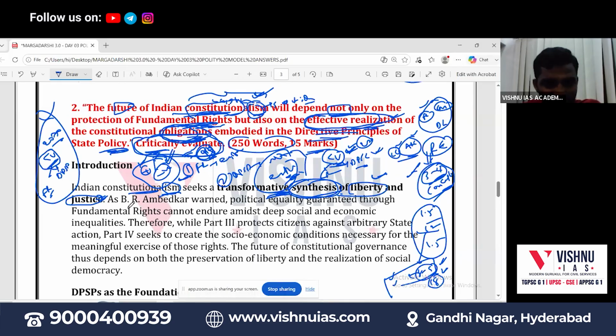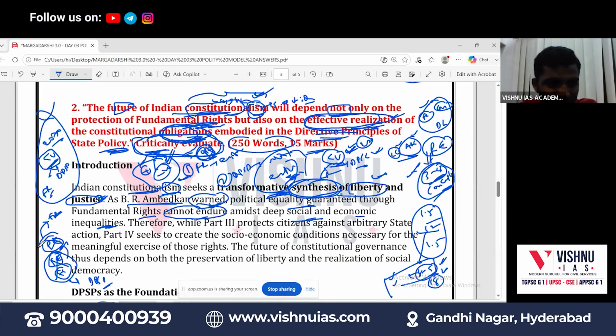So simply I am saying something about this constitutionalism. First point. Next, B.R. Ambedkar warned us. What did he warn? Political equality guaranteed through fundamental rights cannot endure if you don't have social equality and economic equality. So he is saying political equality is possible only with social and economic equality. If you don't have these two things, obviously you cannot achieve political equality. That's what Ambedkar is saying. And how can political equality be achieved? By fundamental rights. How are economic and social equality achievable? Through DPSPs. Yes or no?